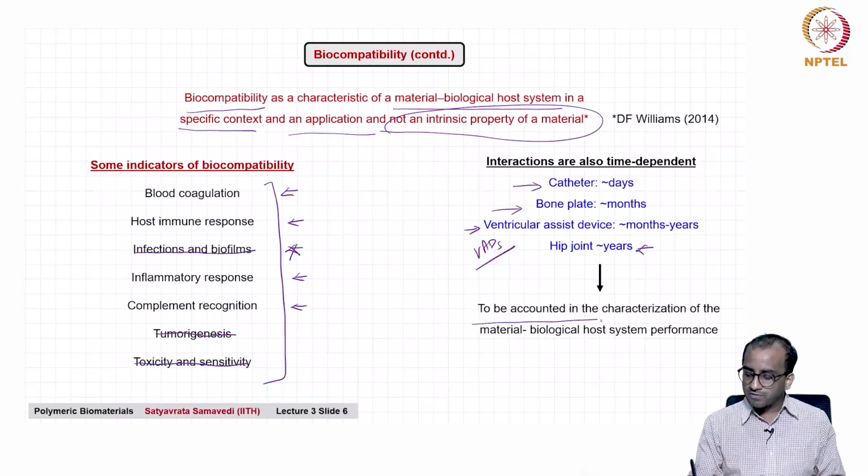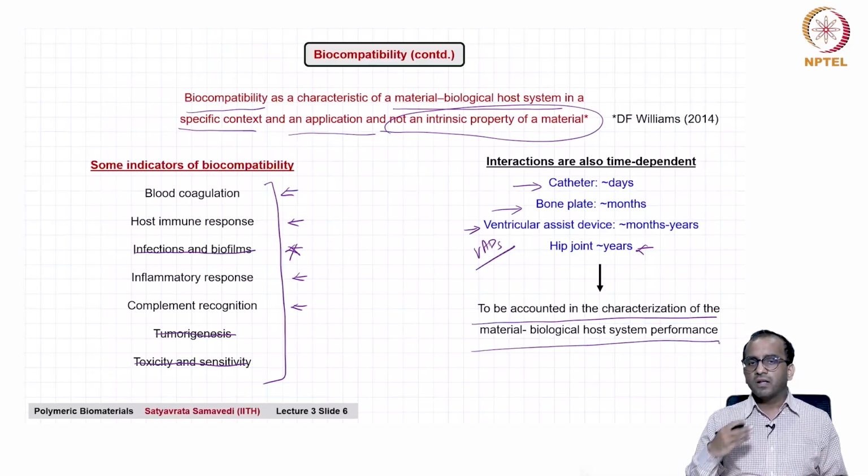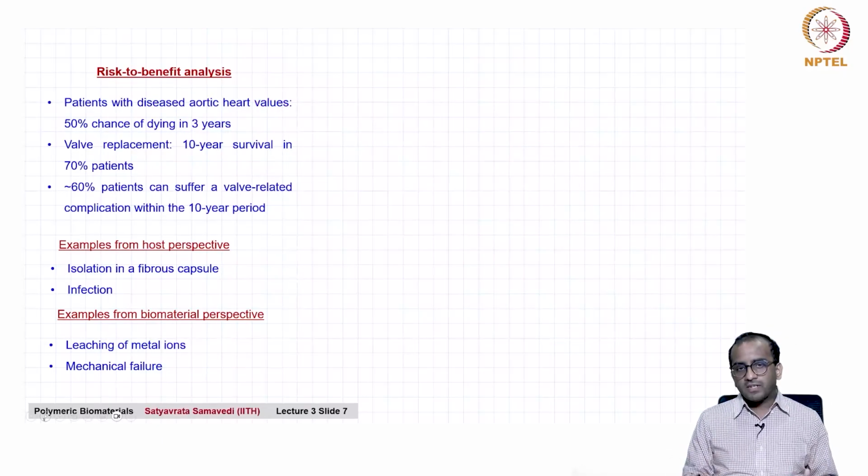So, this has to be accounted for in the characterization of the material biological host system performance, right from mechanical properties to how surface properties change with time, to how bulk properties change with time. All of these things have to be evaluated over a suitable period of time, depending upon the time for which the material will remain interacting with the host. Now, oftentimes there is a risk to benefit analysis that is done. This is typically done by surgeons who will decide whether implanting something in a patient has more benefits than not implanting it, right?